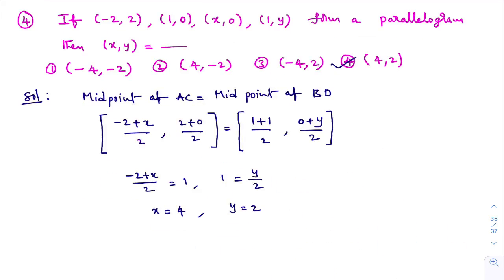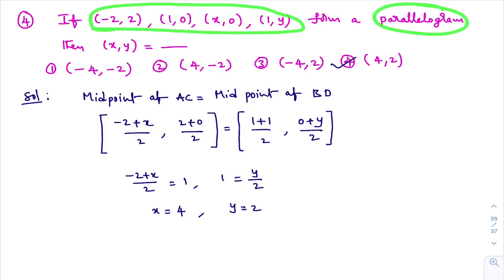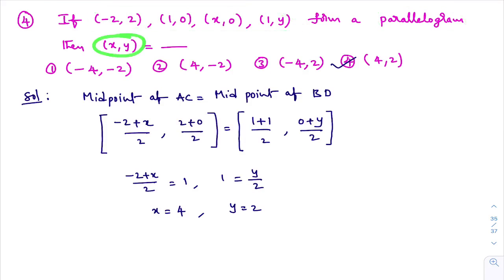Now you see fourth question. They given 4 points. What they are saying, these 4 points form a parallelogram. Okay. Then x comma y. You observe whatever the given 4 points are there, in this unknown values are there, x, y. What I know, in a parallelogram, diagonals bisect each other. Diagonals bisect each other means midpoints of diagonals are same.